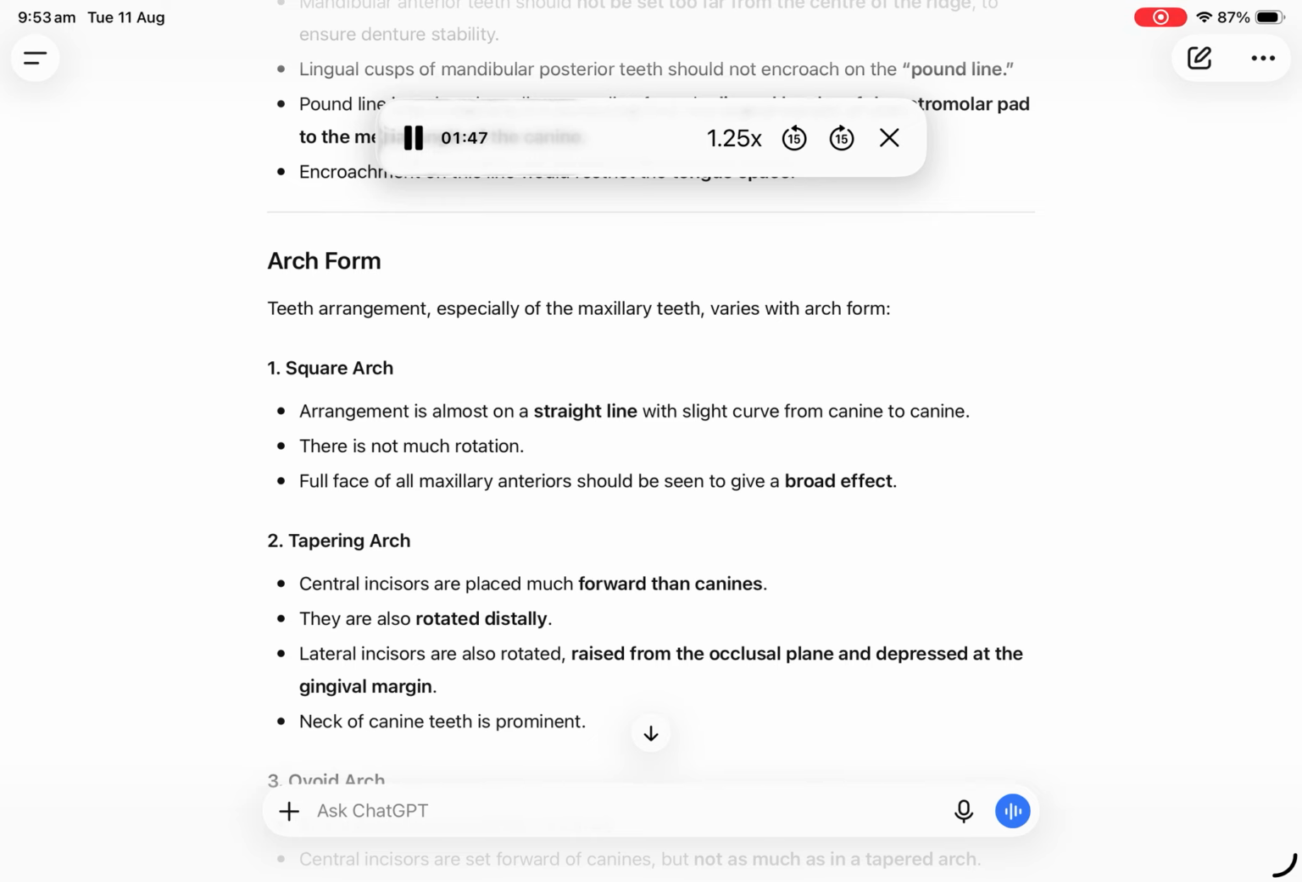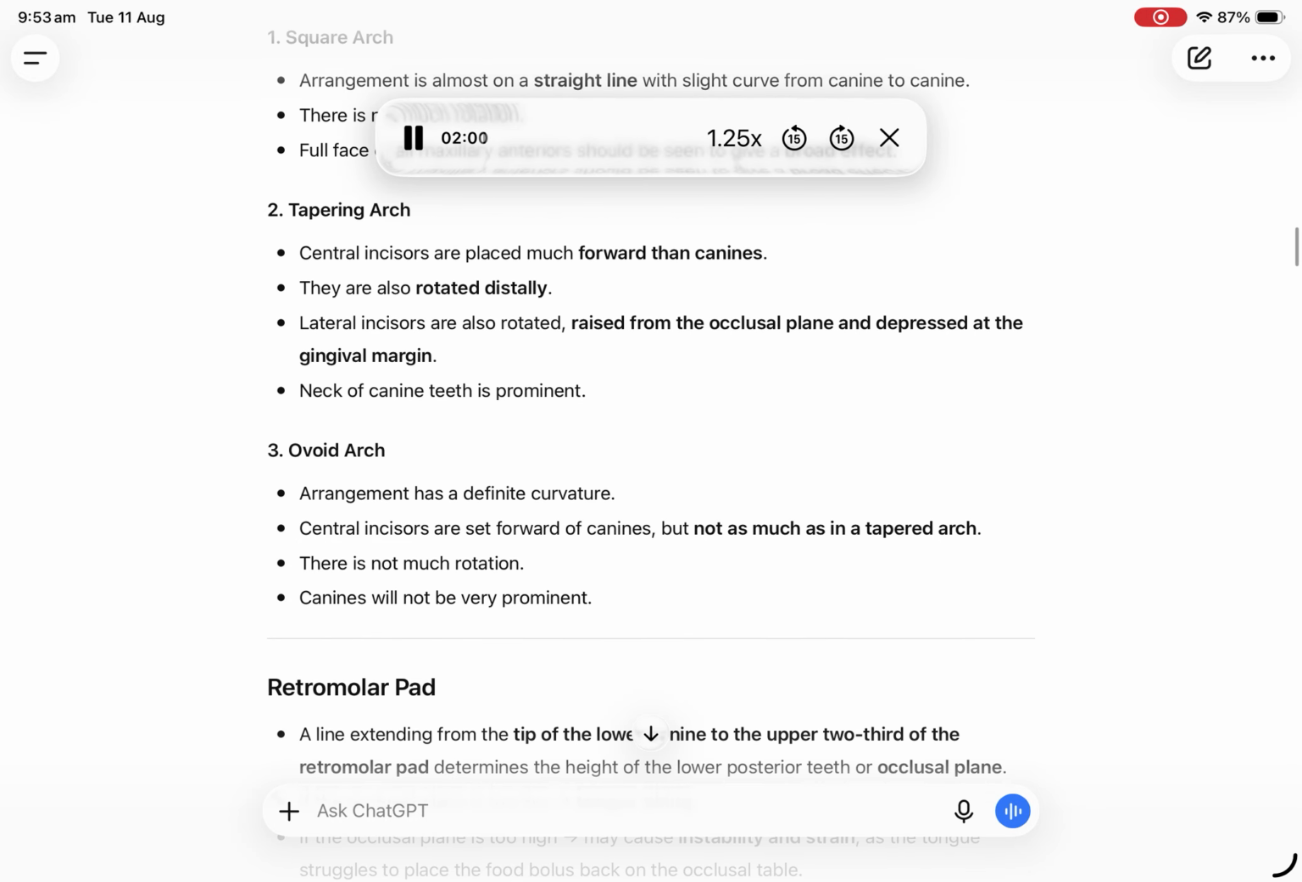2. Tapering arch. Central incisors are placed much forward than canines. They are also rotated distally. Lateral incisors are also rotated, raised from the occlusal plane, and depressed at the gingival margin. Neck of canine teeth is prominent.